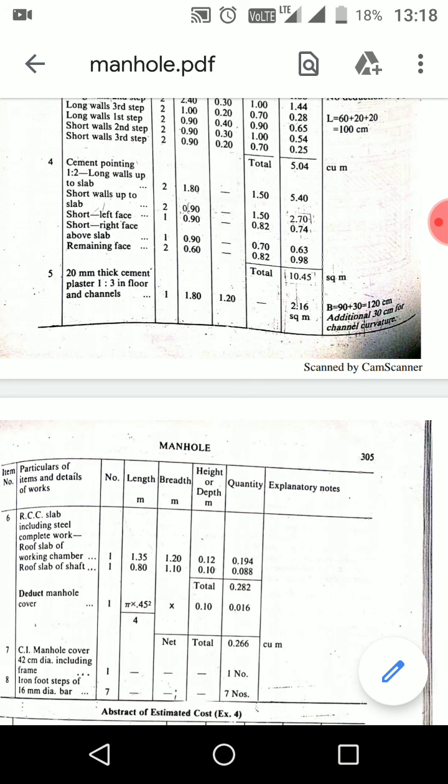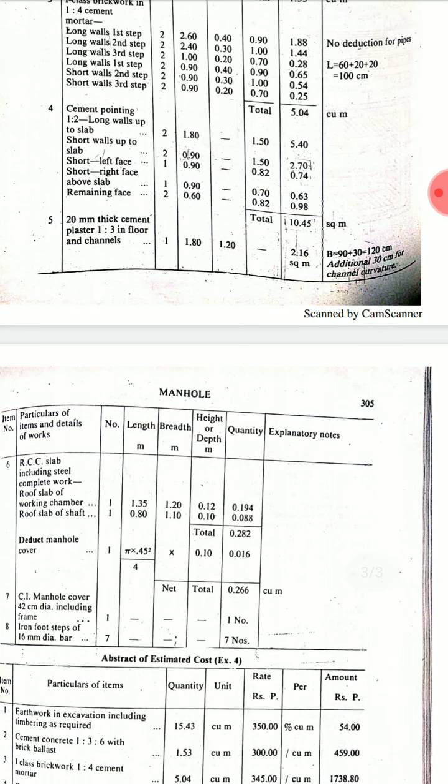So the total length into width is 0.9, and including curvature it is 1.2 meters. Fine. So the total quantity of plastering here is 2.16 square meters.